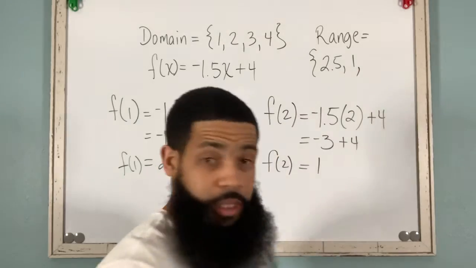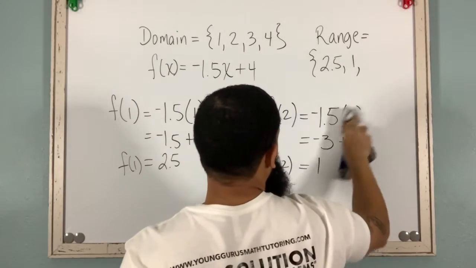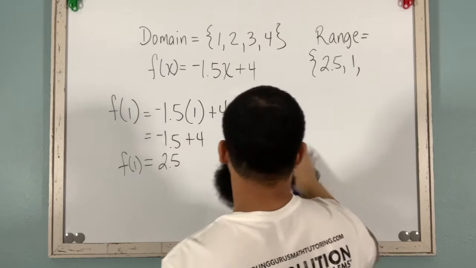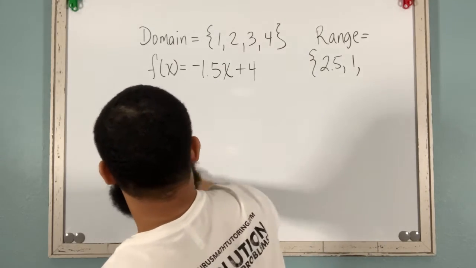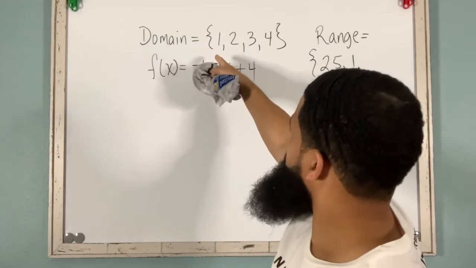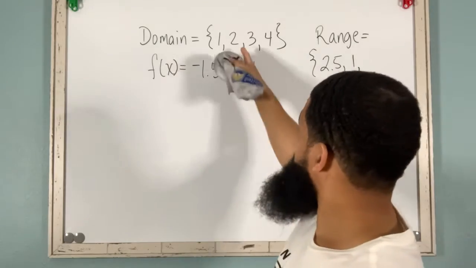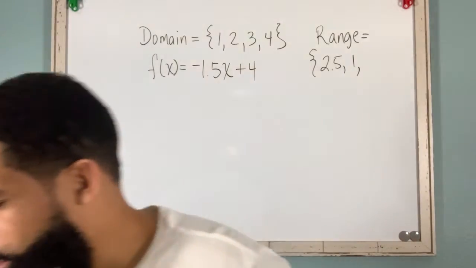All right. Let's erase these. And please remember, for each corresponding range value, that produces an ordered pair. So you'll see when x is 1, y is 2.5. When x is 2, y is 1. So it just makes an ordered pair.